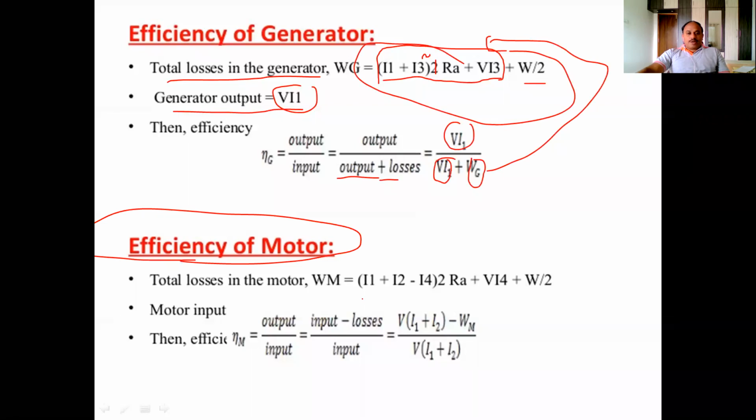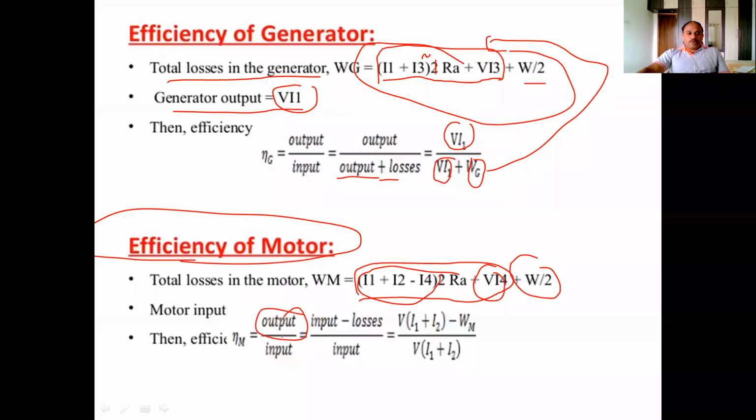Suppose you want to calculate the efficiency of the motor. The losses are the armature copper loss of the motor, shunt field copper losses, and constant losses in the motor. Efficiency equals output by input for any machine. Output is written as input minus losses. The input to the motor is V into (I1 plus I2), minus total losses of the motor, divided by the input V into (I1 plus I2). In this manner, both machines' efficiencies are calculated.